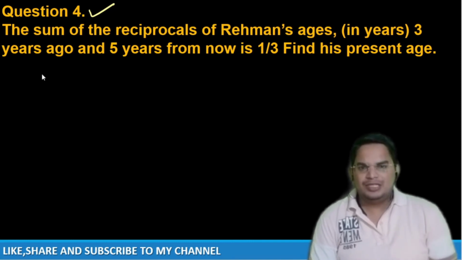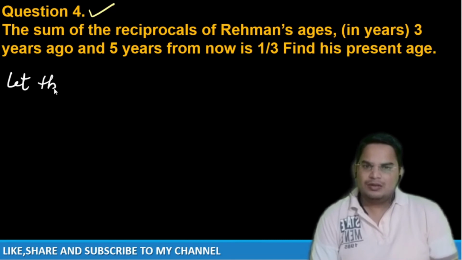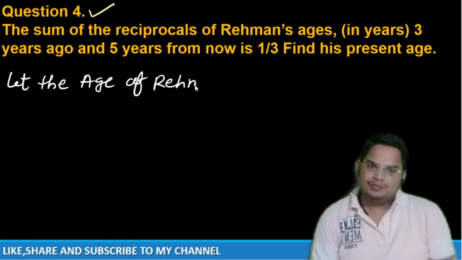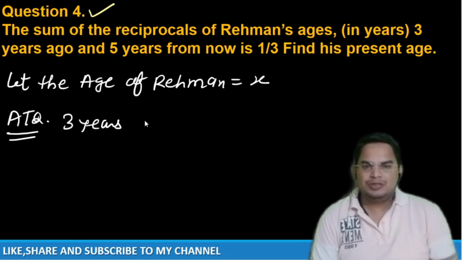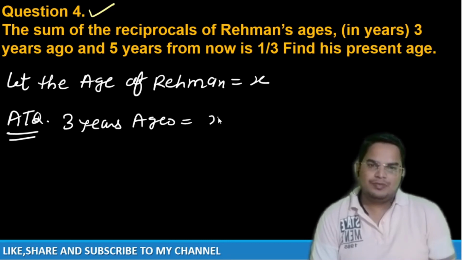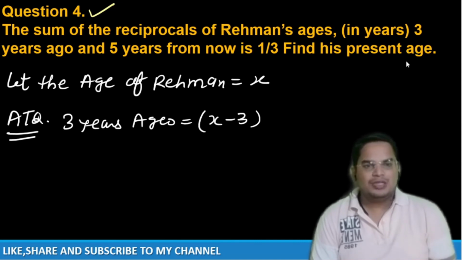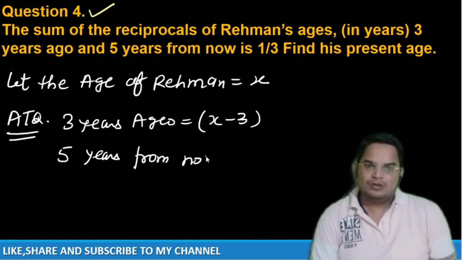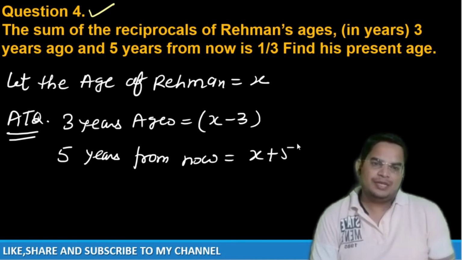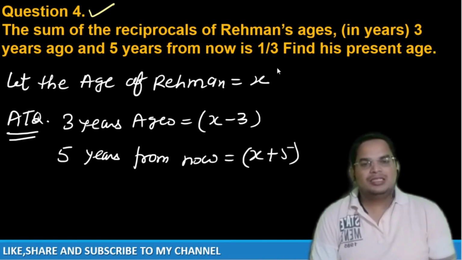सबसे पहले हम लोग क्या करेंगे बच्चे, लेट कर लेते हैं. Let the age of Rehman is equal to x. ATQ, according to question what is given here, 3 years ago. So 3 years ago what will be the age? 3 years ago it will be x minus 3. ठीक है. After this 3 years ago and 5 years from now, 5 years from now what the age will become? It becomes x plus 5 and the sum of their reciprocals is 1/3.